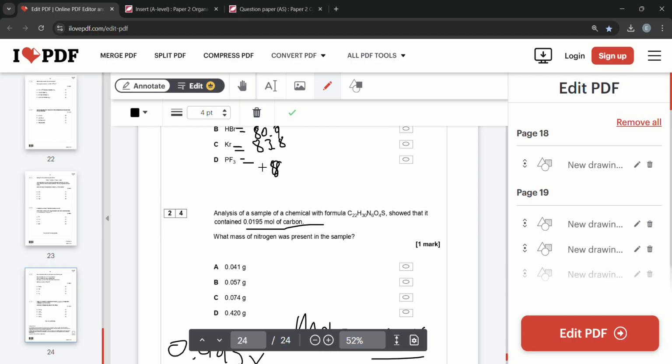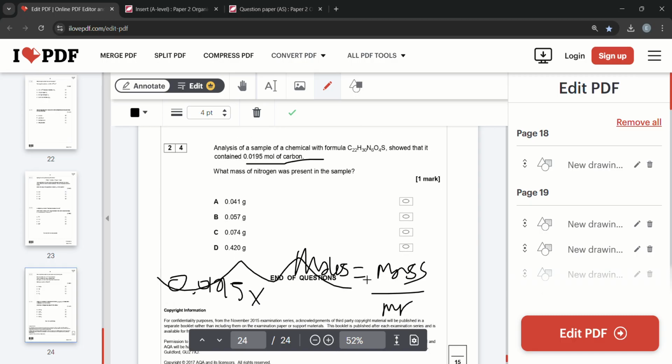It's actually very simple. We've got 22 carbons to 6 nitrogens, so it's a 22 to 6 mole ratio, and we've got 0.0195 moles of carbon. So to find the moles of nitrogen, it's just 0.0195 divided by 22 times 6. That'll give me 5.32 times 10 to the power minus 3.